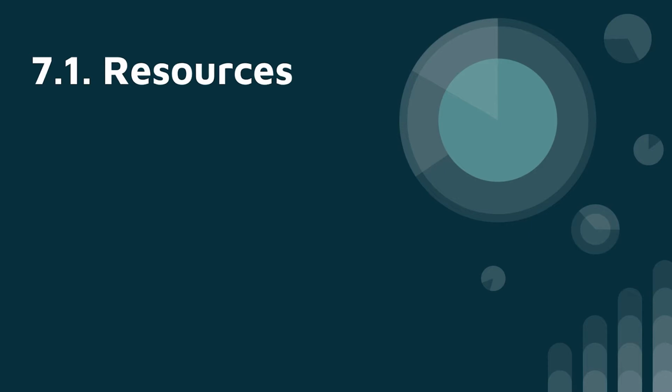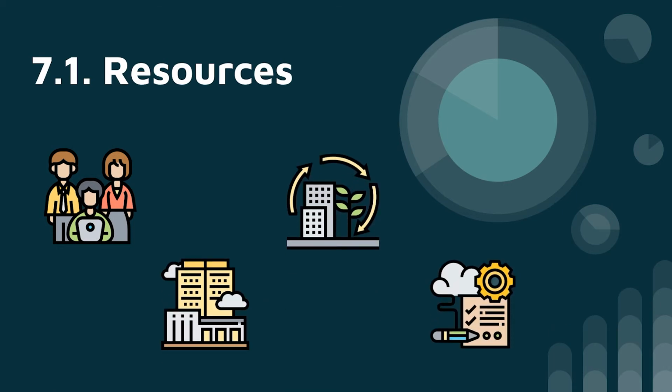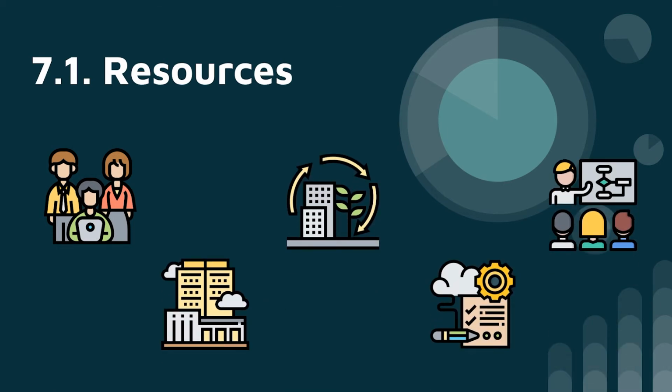Clause 7.1 Resources is classified as people, infrastructure, environment for the operation of processes, monitoring and measuring resources, and organizational knowledge. Let's get to know your resources. People are the persons necessary for the effective implementation of your quality management system and for the operation and control of your processes. The people are the actors. They keep your organization building.